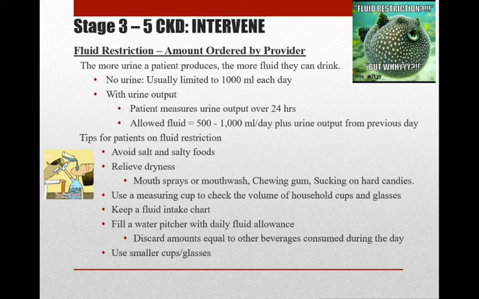So maybe they put out a liter the day before. They had a good day, their kidneys were functioning somewhat, they put out a liter, well then they can have 2 liters of fluid the next day. It's usually 500 to 1,000 milliliters on top of whatever they peed out the day before. So they start being able to manage their fluid balance this way. Oh, I peed out 500 milliliters the day before, so I can have 1,500 milliliters today. It depends on what the physician tells them their calculation is. Watch your urine output, and then you can add some extra fluid on top of that.